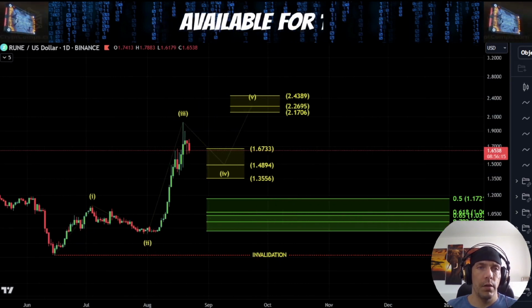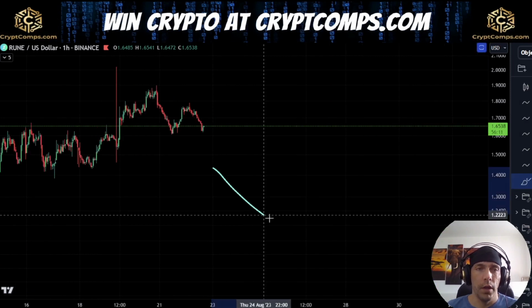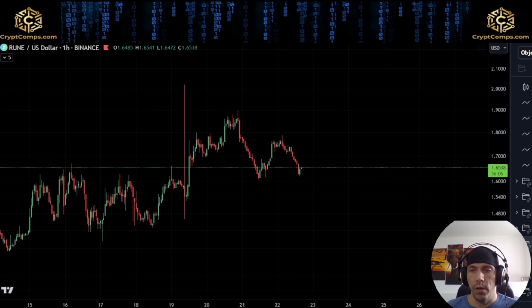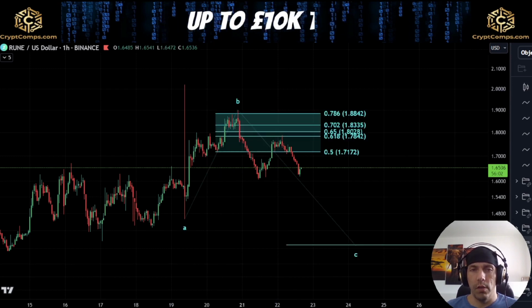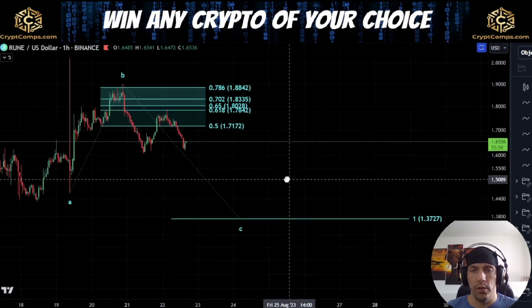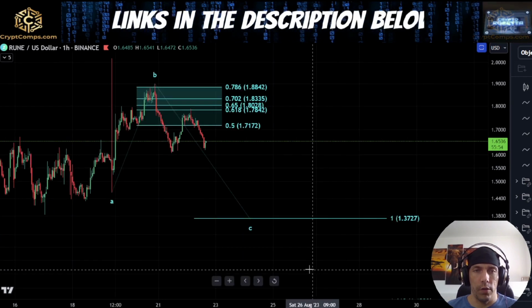Okay, so now we're going to come in here and talk about this potential of this 4th wave that we've got playing out here. Now, if this is a 4th wave, what I would be looking for, given this current move down, is that either this structure is going to become a zigzag, in which case we'd be expecting that this is A, this is B, and then we'd be looking for this C wave to the downside. Now, the C wave 1-to-1 is here at this $1.37.